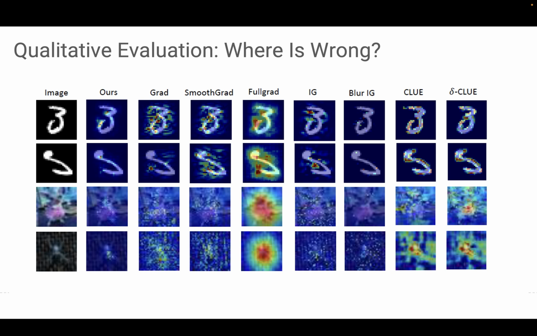For the evaluation, we first do a qualitative evaluation to show where it's wrong. You can see when we have the input images, those images have high uncertainty, and our method can provide a clear visualization to show where it's wrong. For example, for this 3, it may indicate that the tail here caused this original 3 to have a high uncertainty.